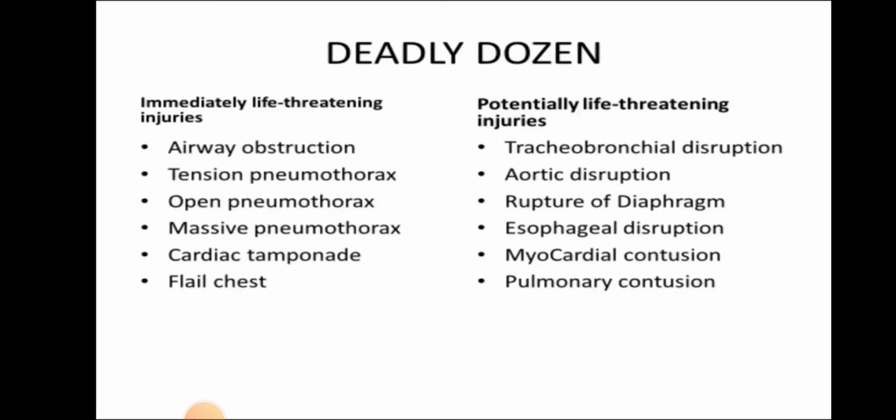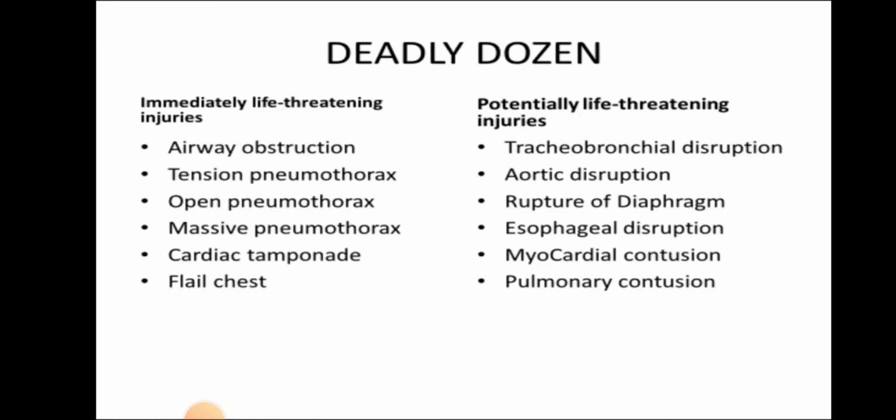Flail chest we have already discussed. Other potentially life-threatening injuries include thoracic aortic disruption, which can be a common cause of sudden death after an automobile collision or a fall from a great height. In this condition, the diagnosis is confirmed by aortography or a contrast spiral CT scan. Initially, the management is to control the arterial blood pressure, and then an aortic stent can be placed, and grafting also can be done in cases of disruption.